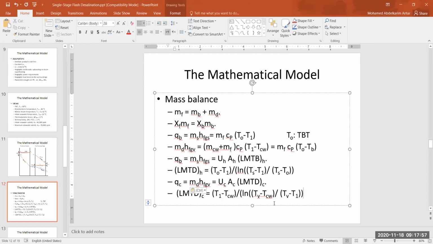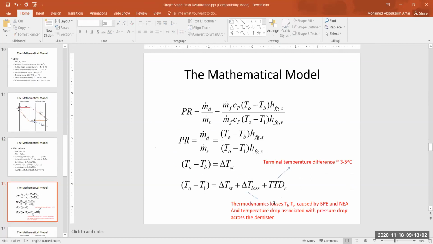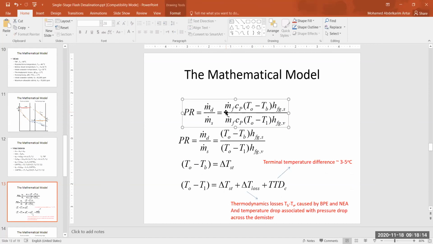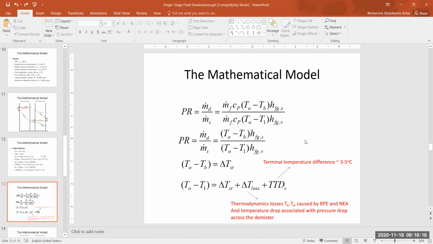So basically, these are the equations that we need for the analysis of the unit. The performance ratio is basically m dot distillate over m dot steam. And as a matter of fact, this is all what we need. What you see here is basically some sort of algebraic manipulation. Thinking of that, we can reach a closed form equation for the PR, like what we did also for the single effect evaporation.